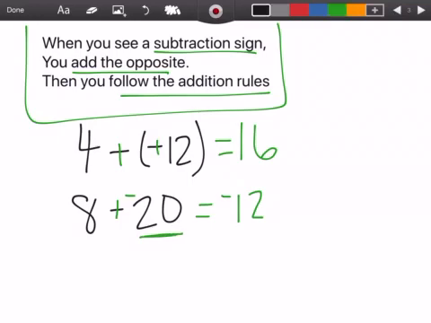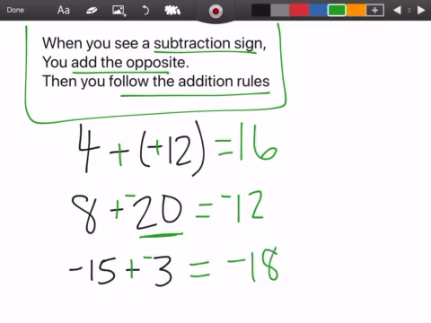One more. Negative 15 minus a positive 3. Remember, we're going to add the opposite, becomes adding a negative 3. A negative 15 plus a negative 3 gives me a negative 18. All right, these are some good examples for you to put in your spiral. And if you want to use a different color to show adding the opposite, I think that's a good idea.